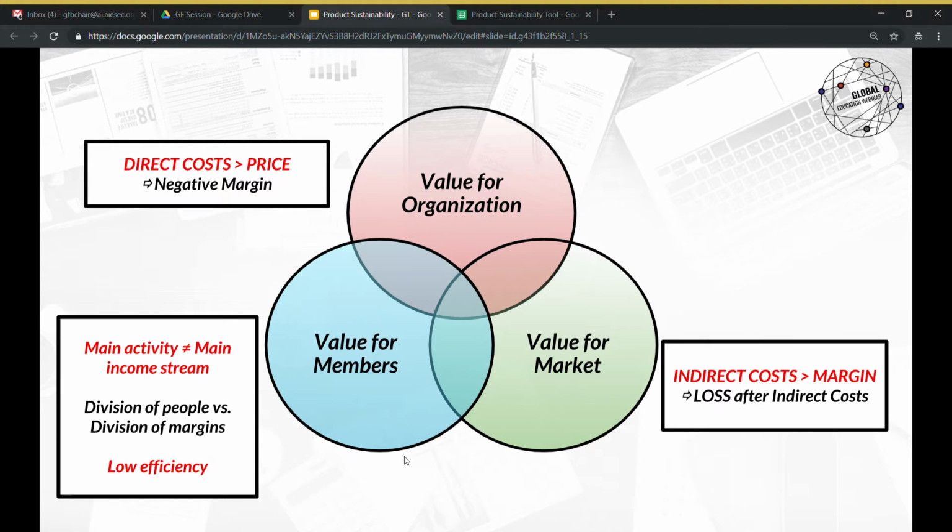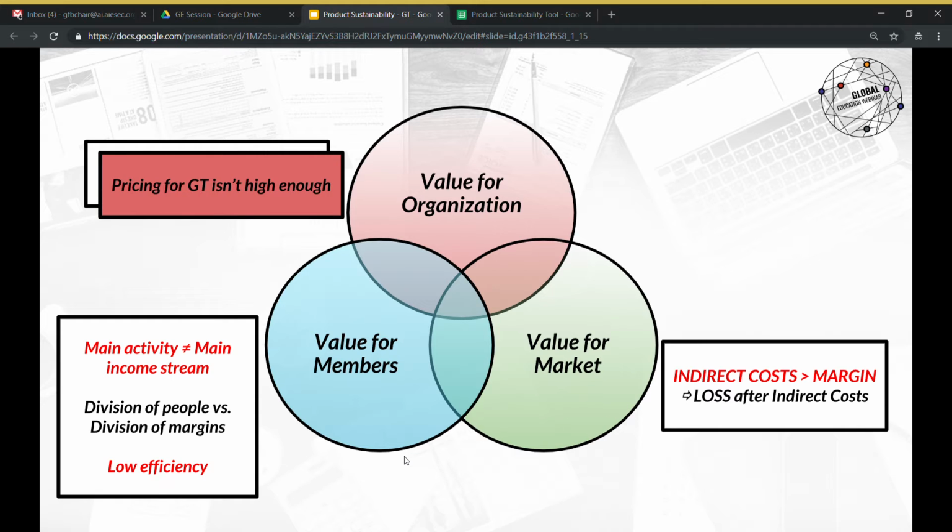However, let's take a look at a negative perspective. If the direct cost is greater than price, that means there's a negative margin. If indirect cost is greater than the margin, even if the margin is positive, then there is a loss after indirect cost. And if the main activity is not equal to the main income stream, that means there is a poor comparison between division of people and division of margins, then there is low efficiency.